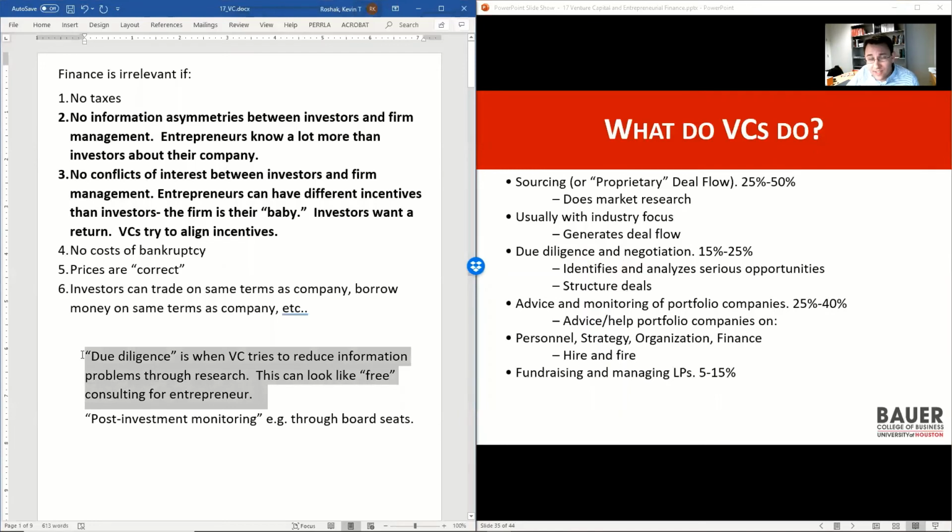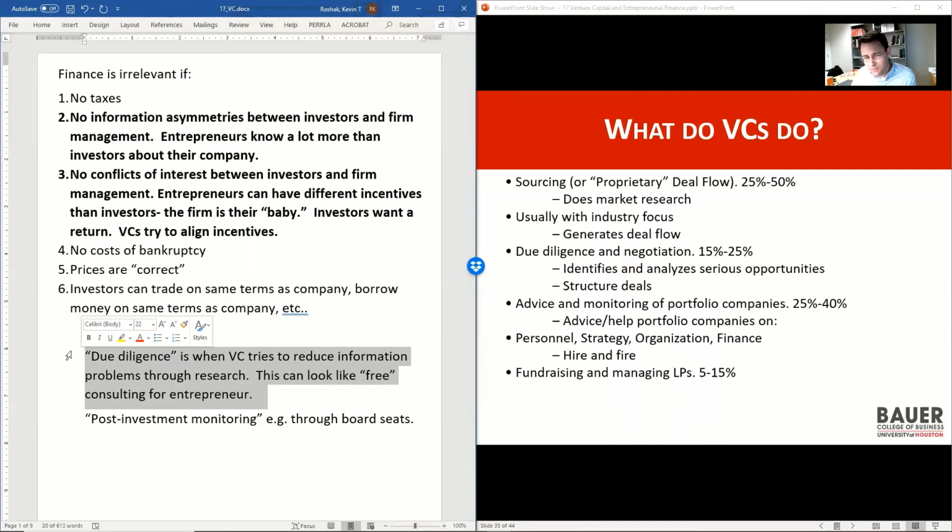Due diligence for a VC, it's not just reading a prospectus or something, right? They're actually trying to get into the weeds of a company and to learn about it. And that also helps them with negotiation, because if they know the company and they've been consulting for the company kind of for free, then the founder is going to give them a better deal.